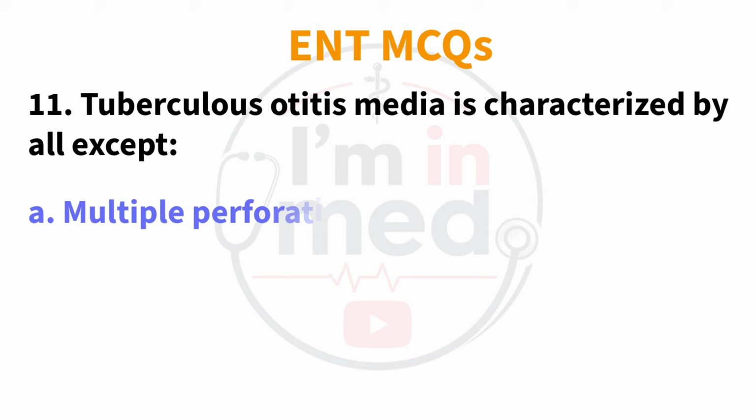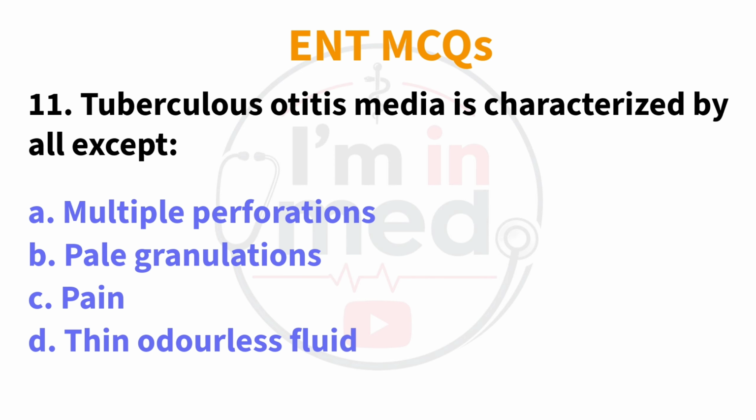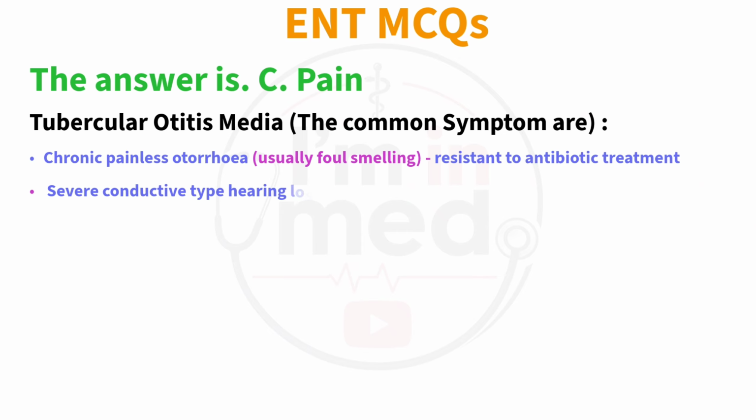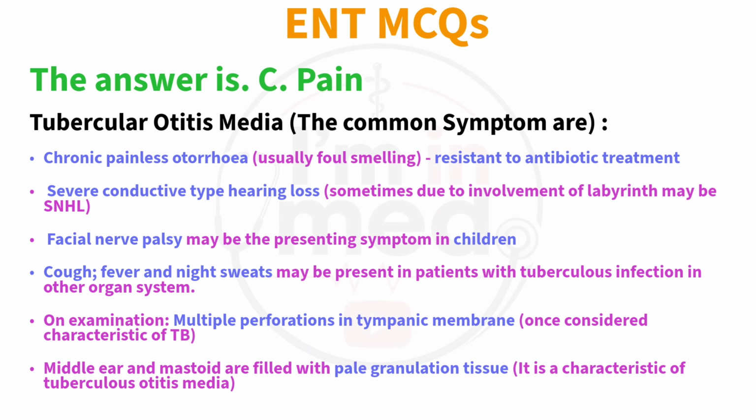Tuberculous otitis media is characterized by all except: A. Multiple perforations, B. Pale granulations, C. Pain, D. Thin odorless fluid. The answer is C. Pain. Tubercular otitis media, important points: seen mainly in children and young adults. It is secondary to pulmonary tuberculosis. The route of spread is mainly through the eustachian tube, not blood-borne. Patients often present with chronic painless otorrhea, usually foul-smelling, which is resistant to antibiotic treatment.